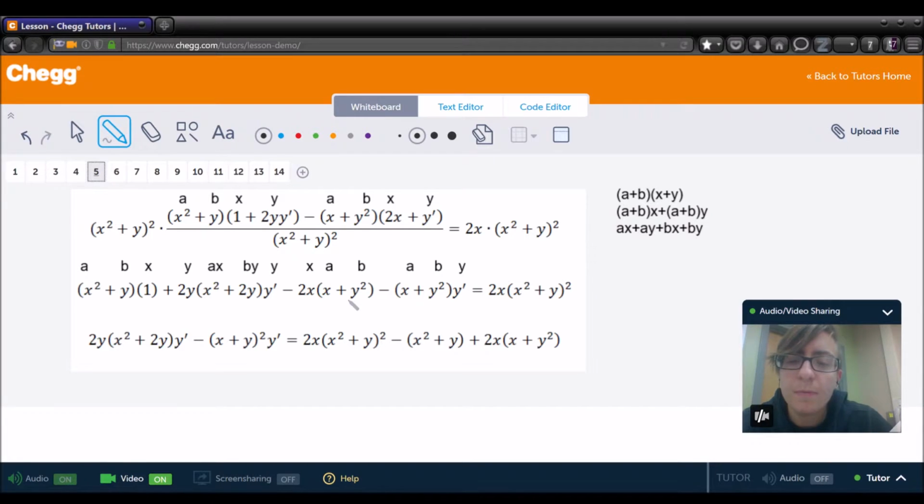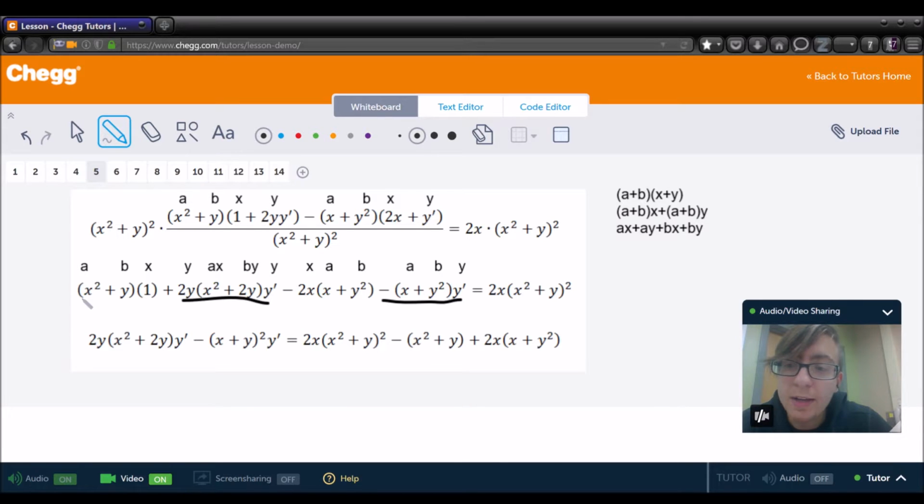Moving on from there, the distribution. You need to have all of your y primes on the same side. In this case, we have a y prime here, 2yx plus 2y y prime, and one here, negative x plus y squared y prime. So they need to stay on the same side. For here, I'll have them on the left. Everything else has to be moved away from the y primes. So here, we have everything else on the left side.